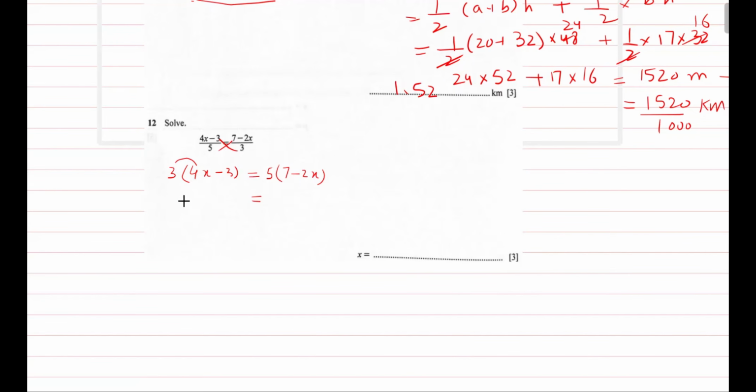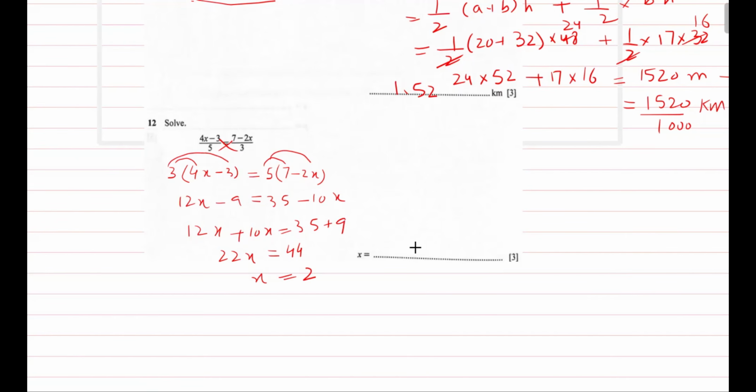3 times 4x is 12x, 3 times 3 is 9, 5 times 7 is 35, 5 times 2x is 10x, and 12x plus 10x will be equal to 35 plus 9. That will be equal to 44, and this is 22x, and x will be equal to 2, and this is the answer. Now we move to the next question.